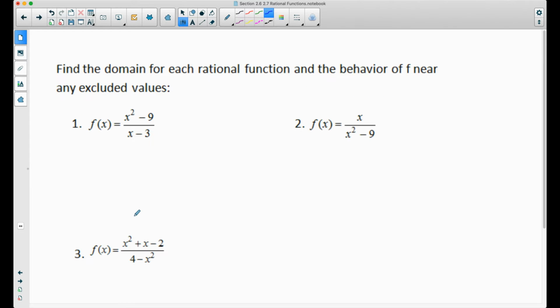Okay, so first, this is a review from chapter 1, I think. Go ahead and tell me my domain in interval notation. All of them, not just number 1.